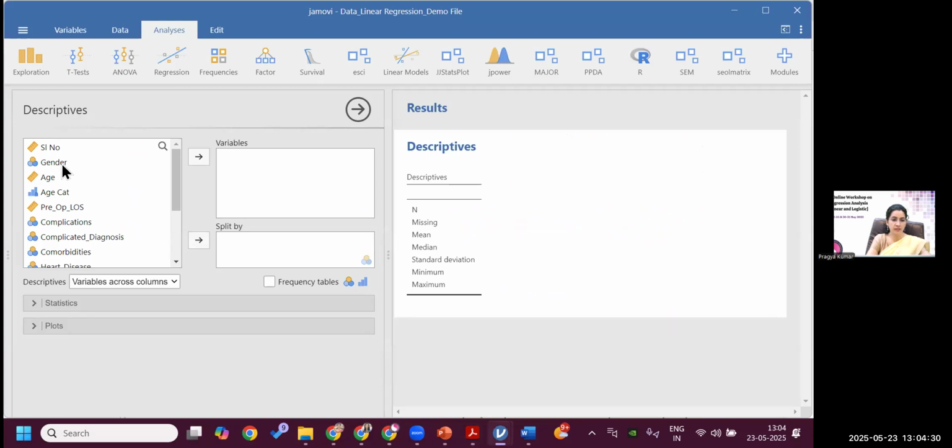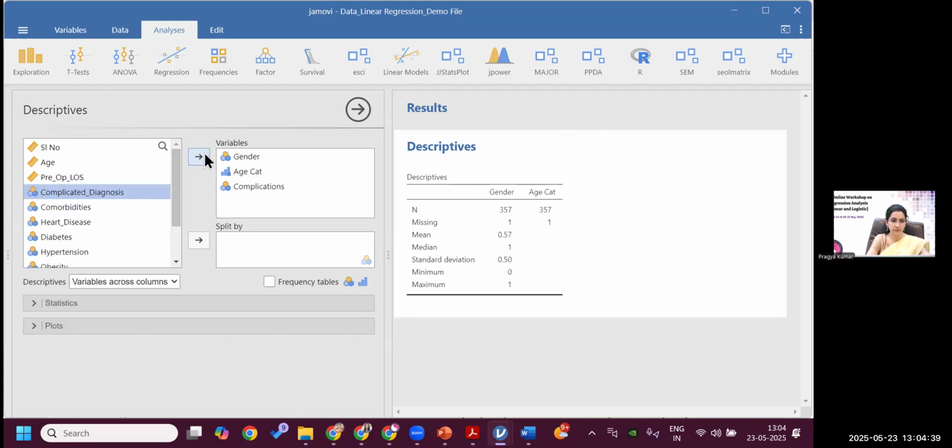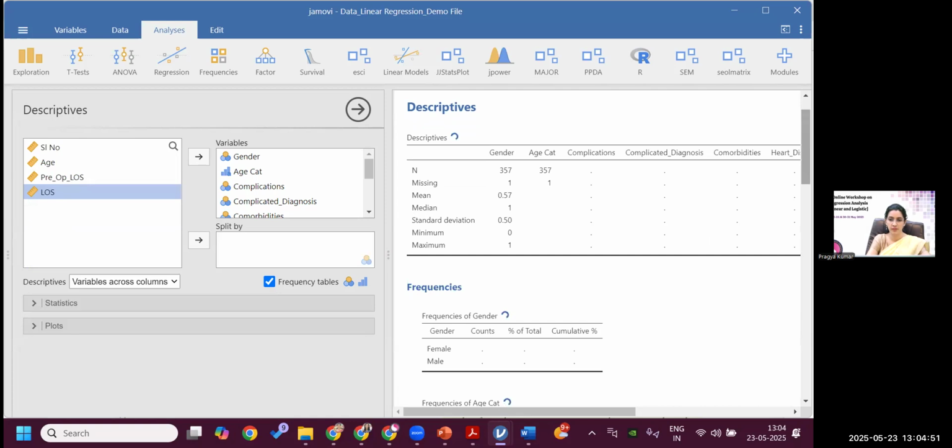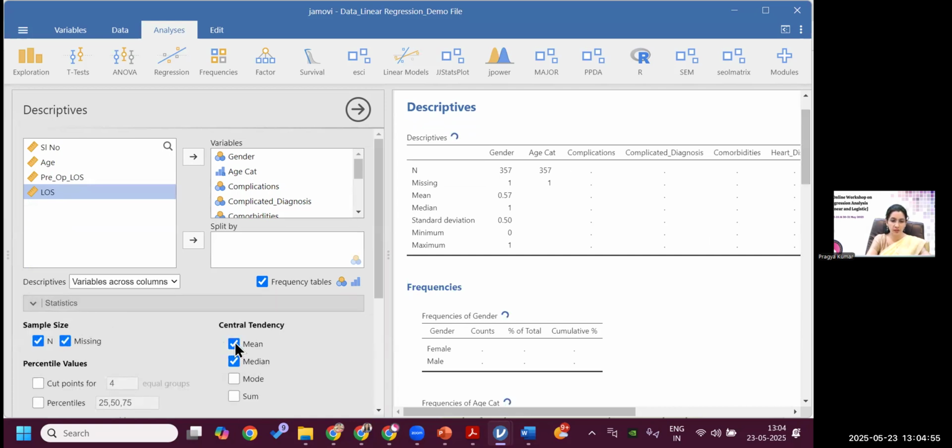First, you may go with the categorical variables. Age category we have created. We have shared the same data set. This data set we have created for this workshop. And you can click on this frequency table. You uncheck all this, otherwise it will give you this table.